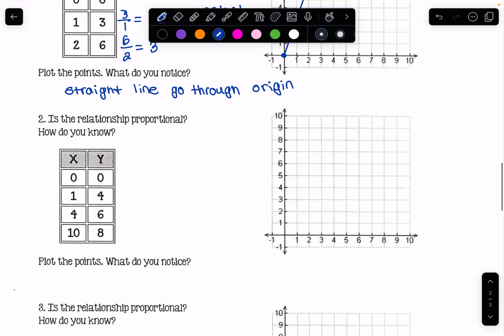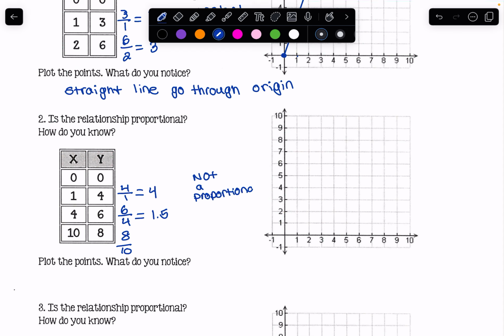So now let's compare this to the next one. So if I start determining if this is a proportional relationship, you'll be able to see very quickly that it is not, because my first unit rate is 4, and then my second one is 1.5. So clearly, this is not a proportional relationship, because no constant unit rate.